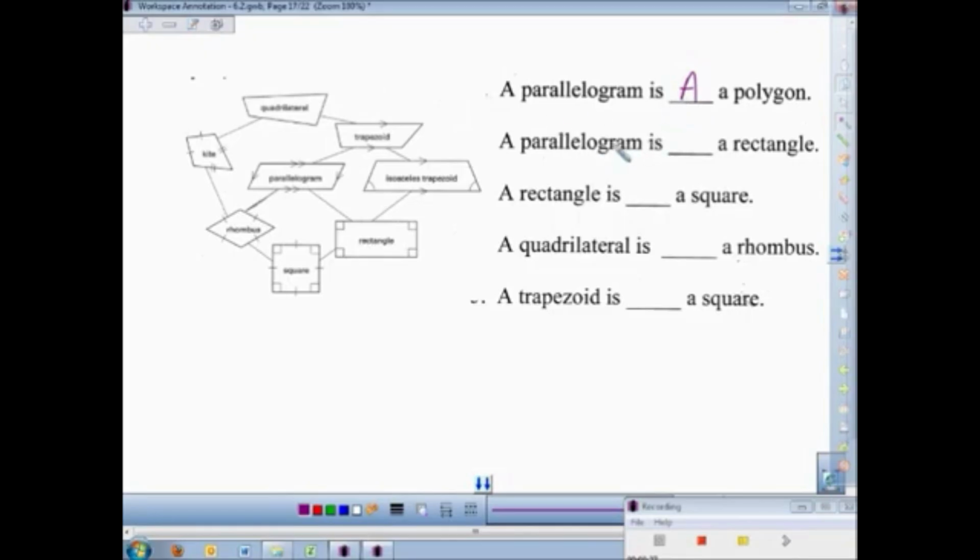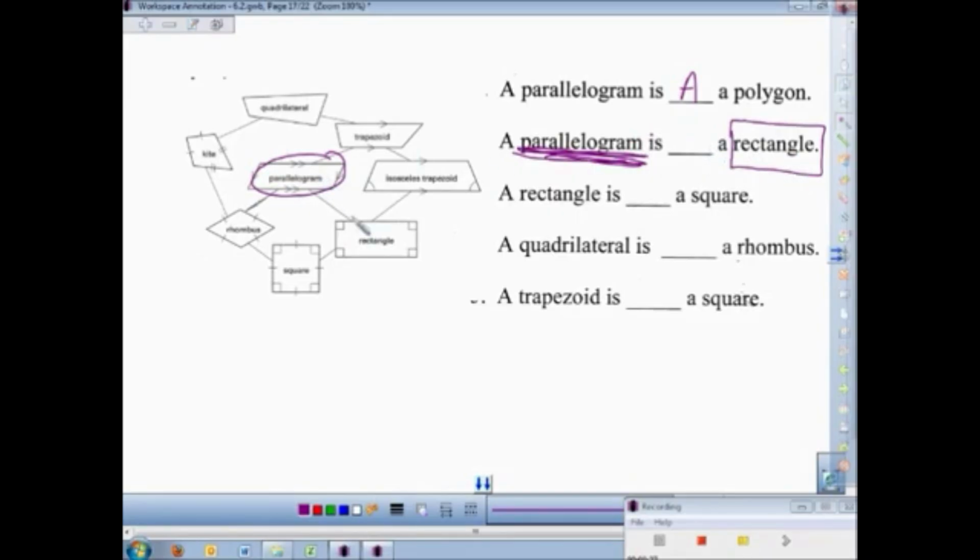So now let's really get going with this. A parallelogram, I'm going to say this first word, but instead of saying that second word, I'm going to say its definition instead. Will a parallelogram, right here, will it always have 4 right angles? Will it sometimes have 4 right angles? Or will it never have 4 right angles?